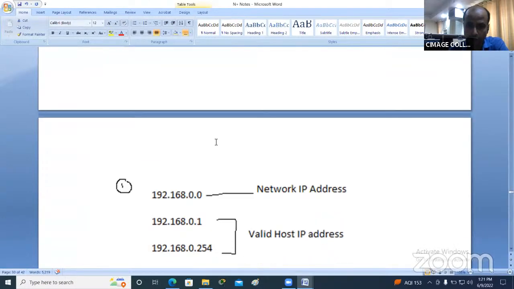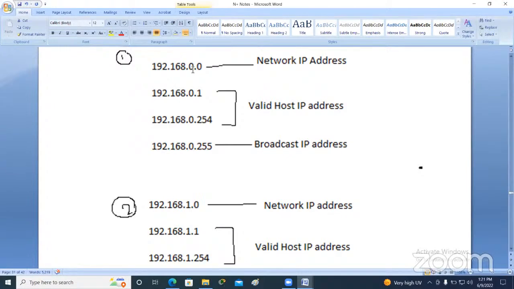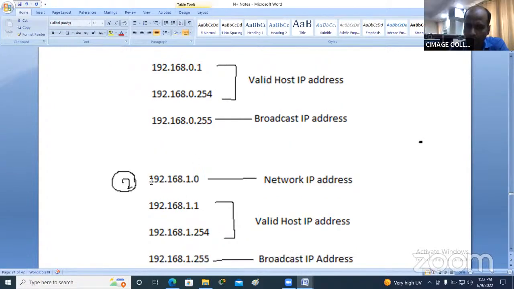Now I'm going to show you some examples. See, this is the first network example. I have taken the value 192.168.0. These three values define a network. In the second example, in the first two groups I have taken the values 192 and 168. These two values are the same. But in the third group, I have used 1. Means this is a different network.